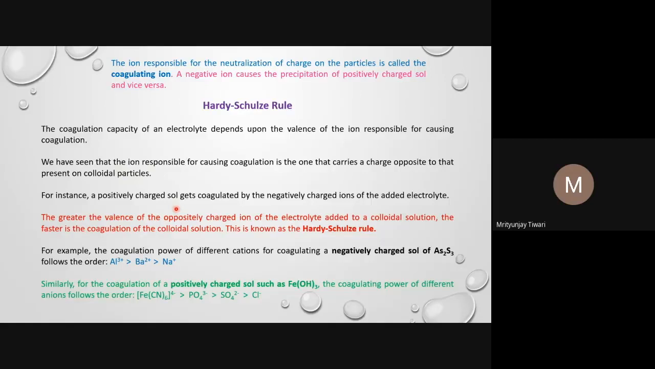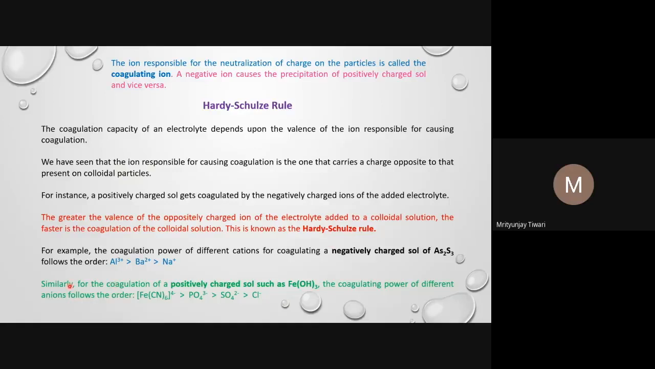And the greater the valency of the positively charged ion of the electrolyte added to the colloidal solution, the faster is the coagulation of the colloidal solution. This is called the Hardy-Schulze rule. It means that the greater the valency of the opposite charge ion, the greater is the charge on that ion, the greater will be its coagulation power, and the faster will be the coagulation. That is what we call the Hardy-Schulze rule.